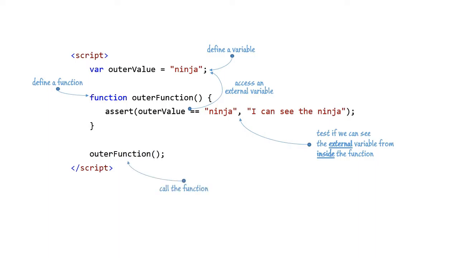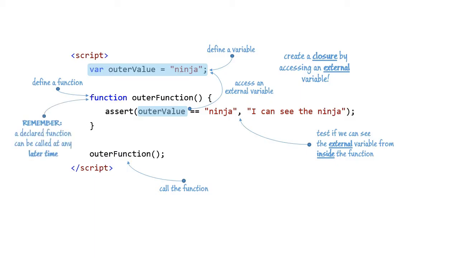And really, that's it. By accessing a variable external to the body of the function, you have created a closure. You've likely written code such as this hundreds of times without realizing that you were creating closures. This may seem rather intuitive and simple until you remember that a created function can be called at any later time.